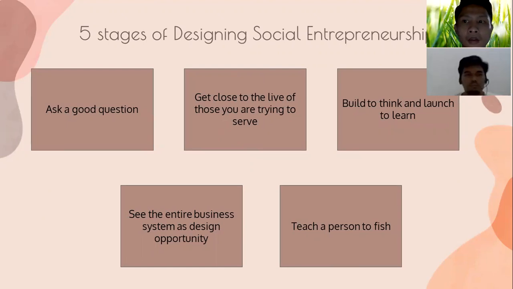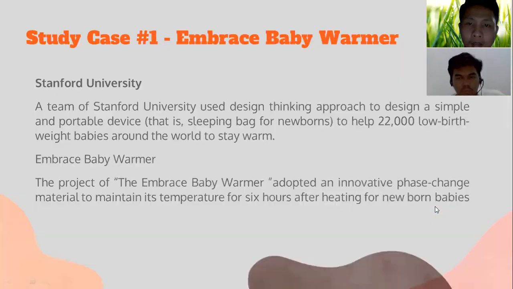From the five stages of designing social entrepreneurship, there are five steps. Step one, ask a good question. Step two, get close to the life of those you are trying to serve. Step three, build to think and learn to learn. Number four, see the entire business system as a design opportunity. And five, teach a person to fish.